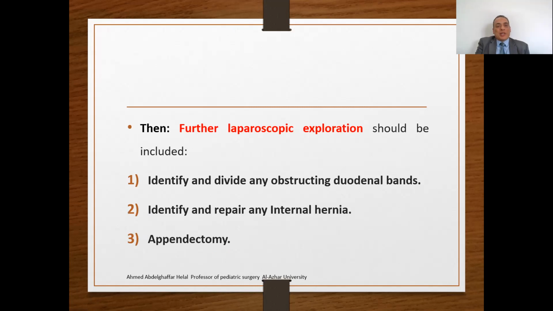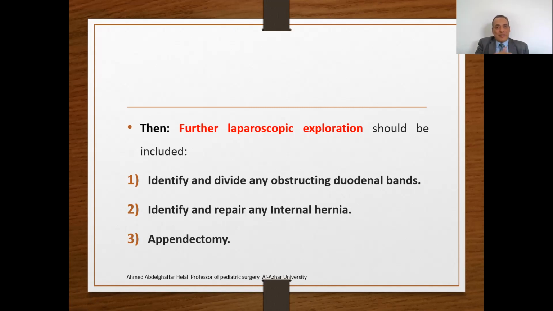Then further laparoscopic exploration should include identifying and dividing any obstructing duodenal band, identifying and repairing any internal hernia, and finally appendectomy, whether intracorporeal or extracorporeal. So laparoscopy is very important for the diagnosis and treatment of intestinal malrotation. The first goal of the surgeon is to confirm the diagnosis in relation to the preoperative imaging, identify the DJ, identify the cecal position, then assess the length of the root of the mesentery.